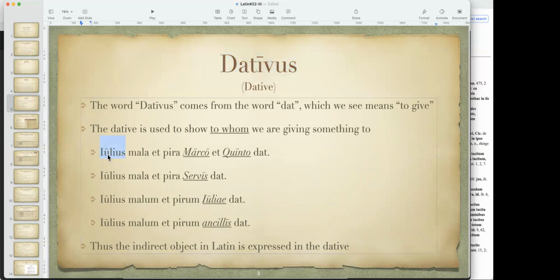Anyway, so Julius mala et pira Marco et Quinto dat. So Julius is giving apples and pears to Marcus and Quintus.